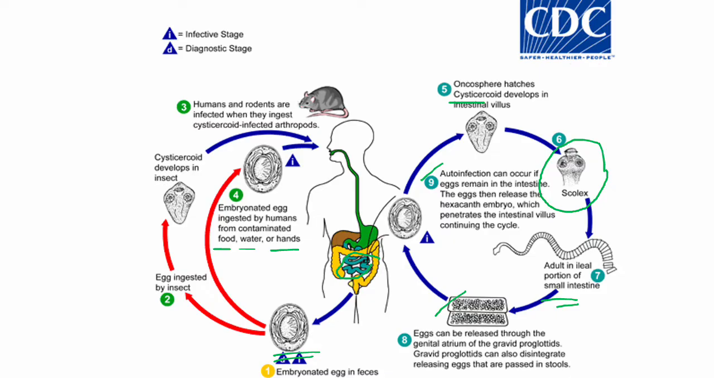Next one is the indirect life cycle. So the development of the embryonated egg to the cysticercoid larva happens inside the arthropod vector, the arthropod intermediate host. So this develops to become the cysticercoid larva, and this is acquired by humans by ingestion of the arthropods, such as the rice and flour beetles. And the cycle repeats where the cysticercoid larva develops as an adult inside the intestine.